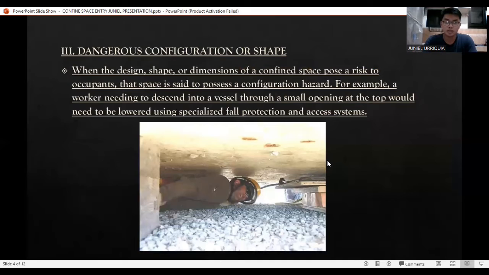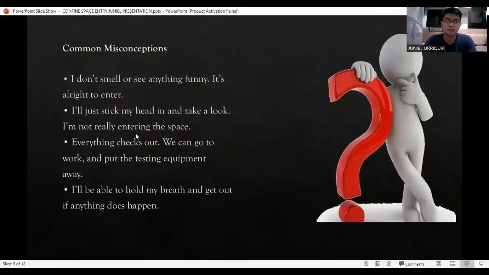Dangerous configuration or shape. When the design, shape, or dimensions of a confined space pose a risk to occupants, that space is said to possess a configuration hazard. For example, a worker needing to descend into a vessel through a small opening at the top would need to be lowered using a specialized fall protection and access system.